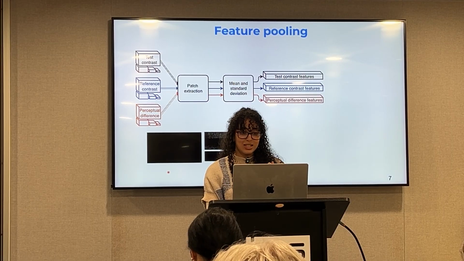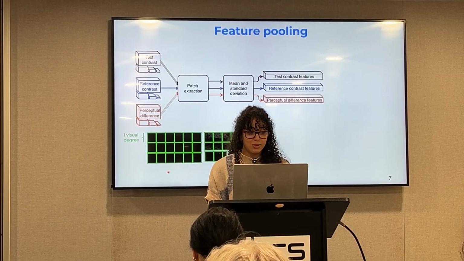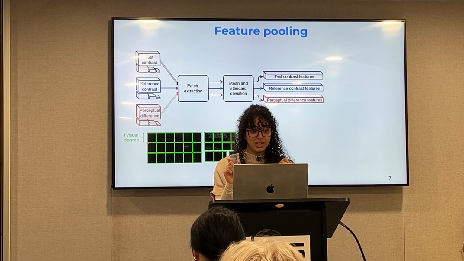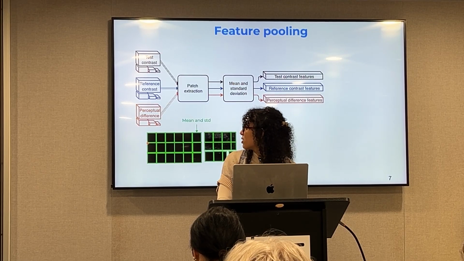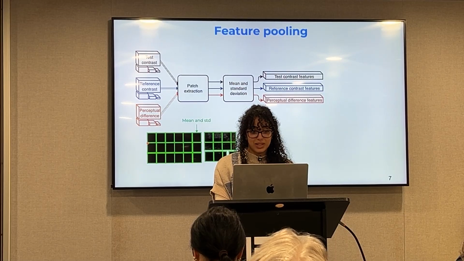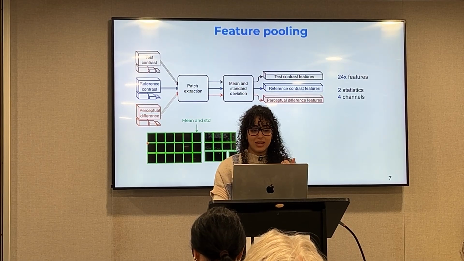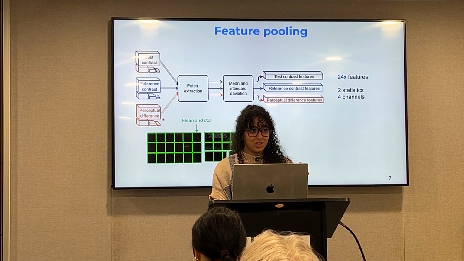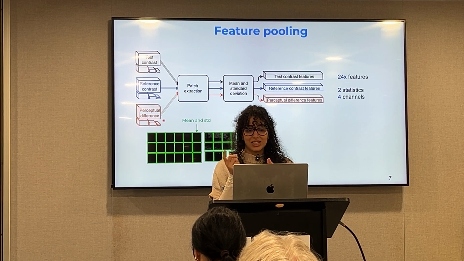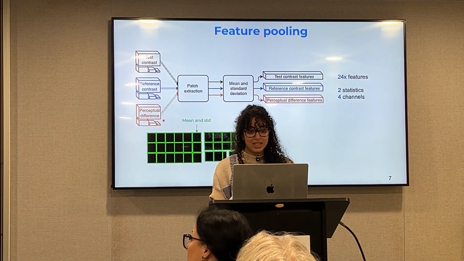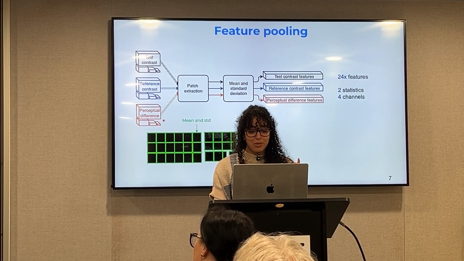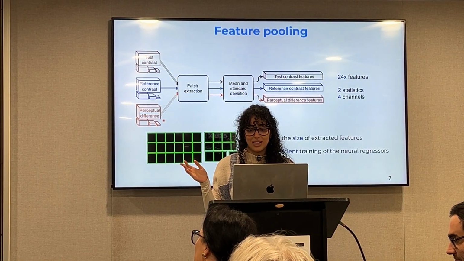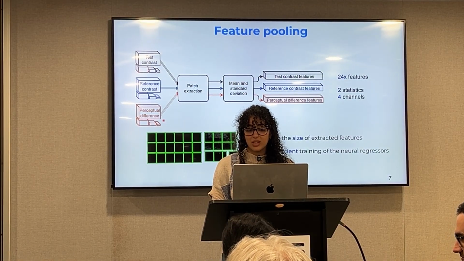To reduce the size of our features, we take non-overlapping patches. Each patch is the number of pixels per 1 visual degree. And we take only 2 statistics from each patch: the mean and the standard deviation. This gives us 24 features at the end. We have 2 statistics, 4 different channels, and the test, reference, contrast, and the perceptual difference, giving us 24 features for each patch, for each different band at different spatial frequency, and for each frame. This feature pooling step helps us reduce the size of our extracted features from terabytes to gigabytes, which makes the training way more efficient.